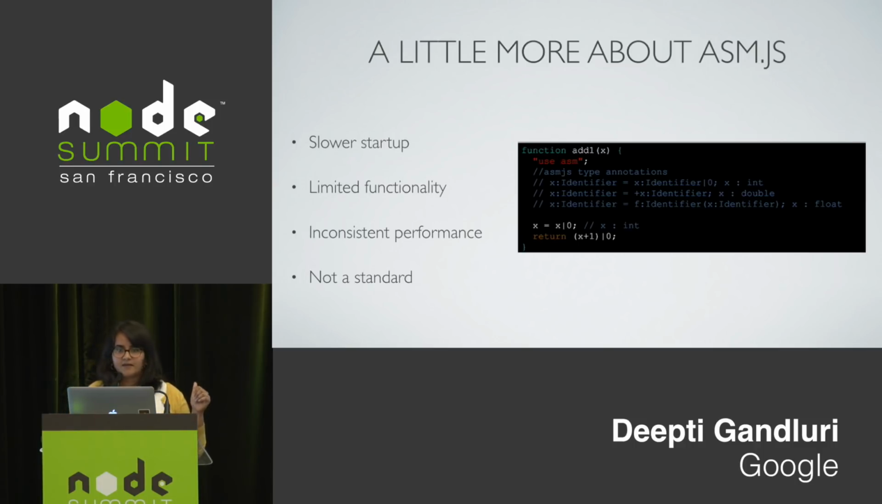The most important reason why we cannot use ASM.JS is that it's not a standard. So different browsers have different ways that they optimize ASM.JS. So you have varying levels of performance across browsers.